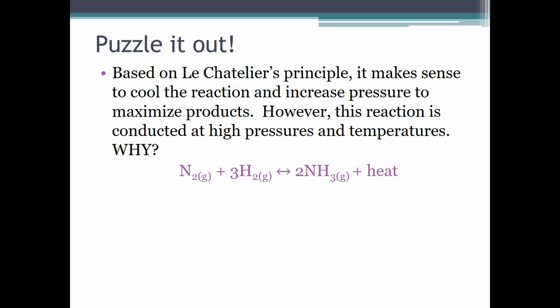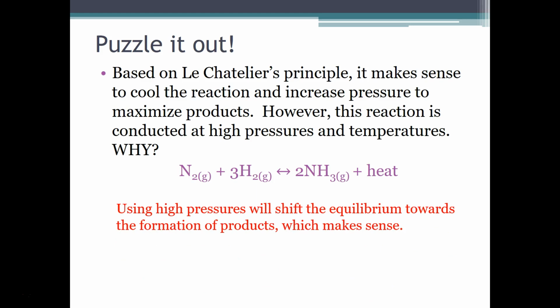Okay, so it says it makes sense to cool the reaction and increase the pressure to maximize products. Now that makes sense. Because this is an exothermic process, if we cool the reaction, it will push toward the formation of more product. And because there are more moles of gas on the left side of the equation, when we increase the pressure, it'll also push the reaction toward the formation of product. However, we're going to conduct this at high pressure and high temperature. Using high pressures, of course, will shift the equilibrium toward products, and that makes perfect sense.